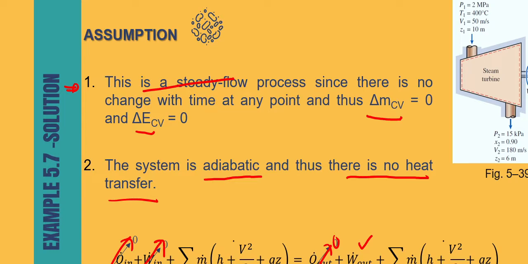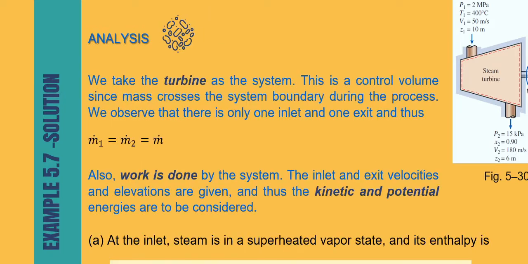We left with this equation: H2 plus V1, Z1, V2 plus G Z2. So obviously you need to find the value of H1 and H2, because the rest are given in the equation. You have V1, V2, Z1 and Z2. And then you also need to calculate the mass flow rate as well. So before that, you're going to find the value of H1 and H2 first.